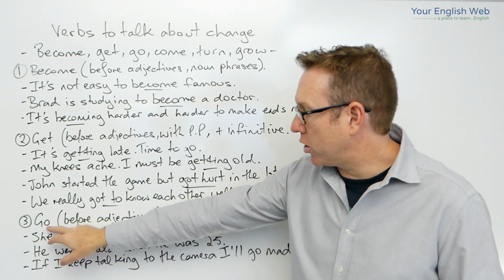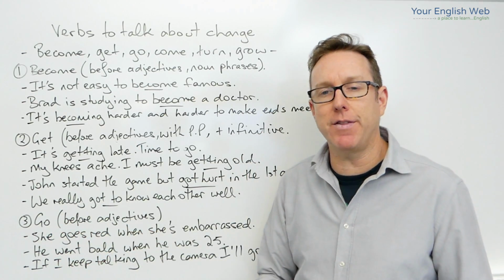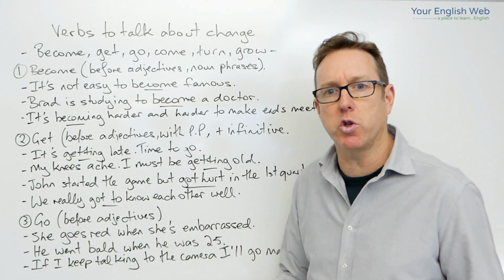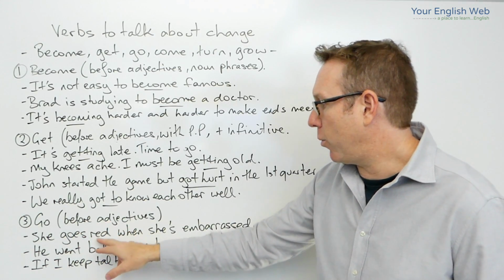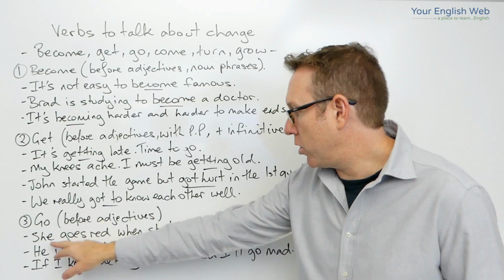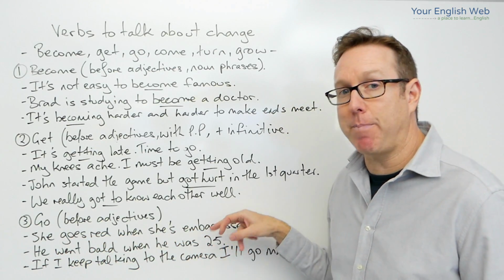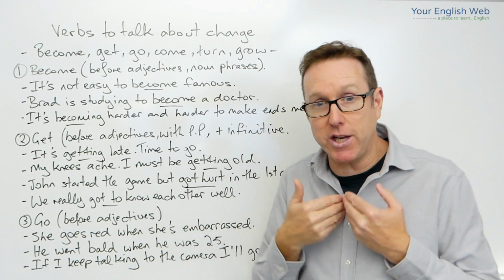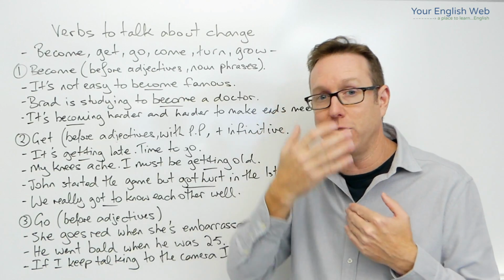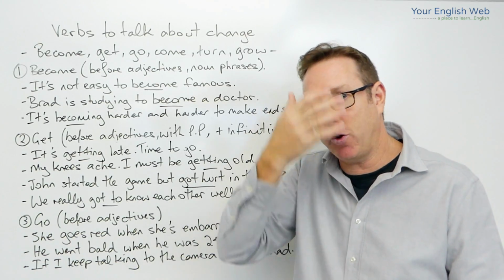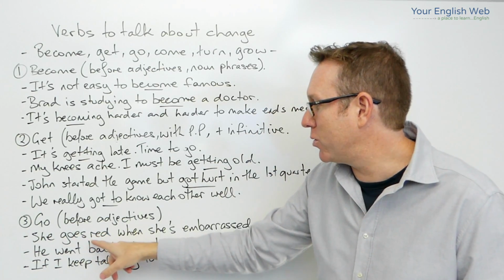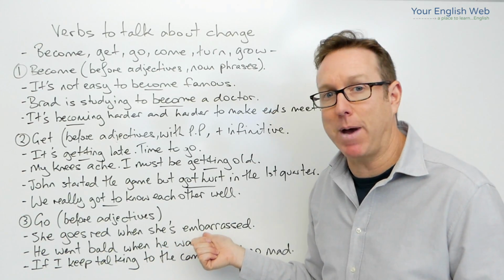Now the third one is go, and go before adjectives. Now this is quite informal when we use go this way. And we use it with colours. So she goes red when she gets embarrassed. She goes red when she gets embarrassed. Her face turns red, or her whole body turns red. So she goes red when she gets embarrassed.